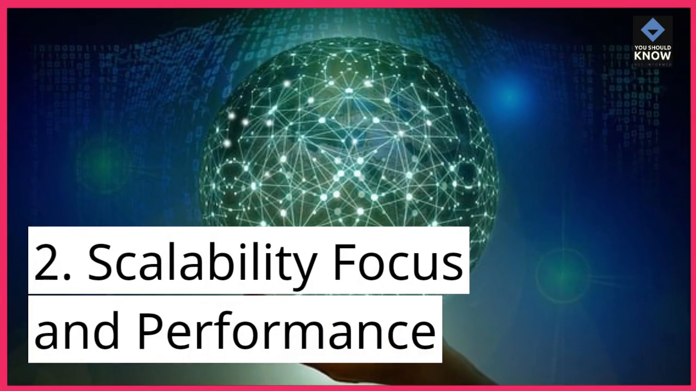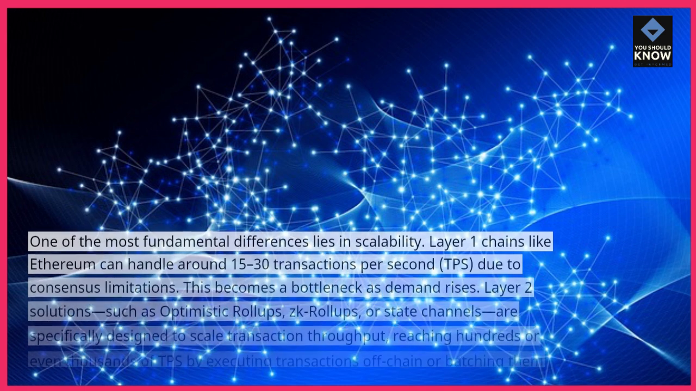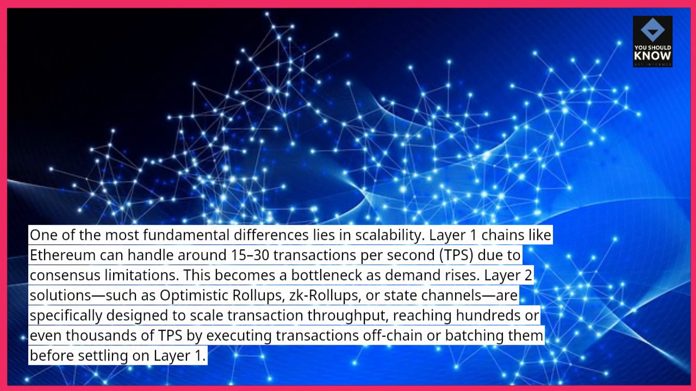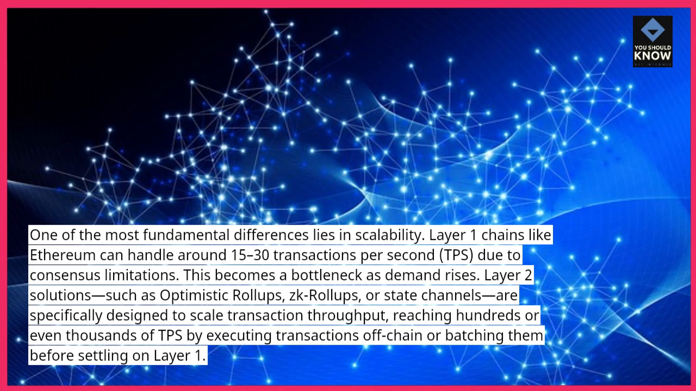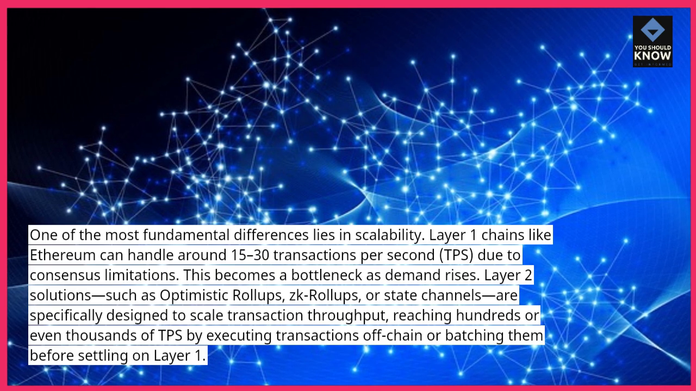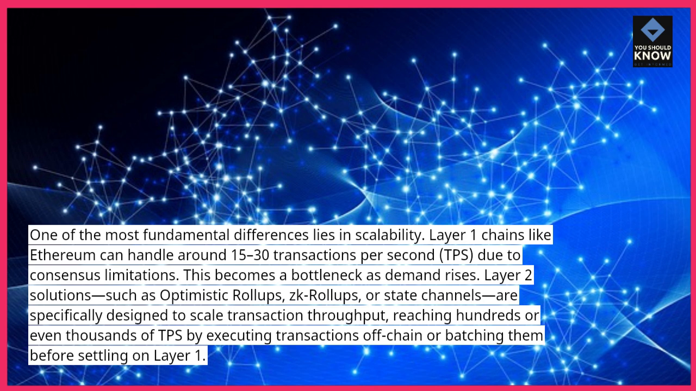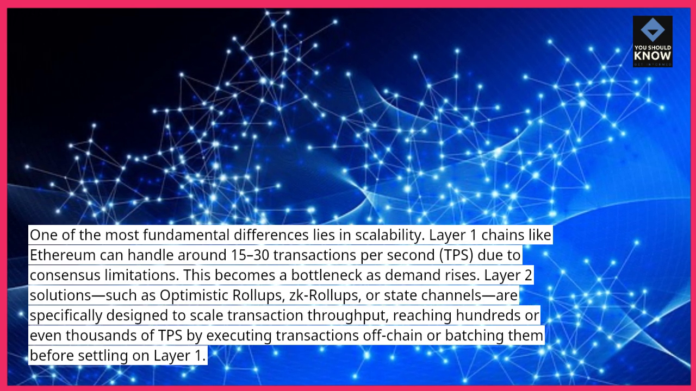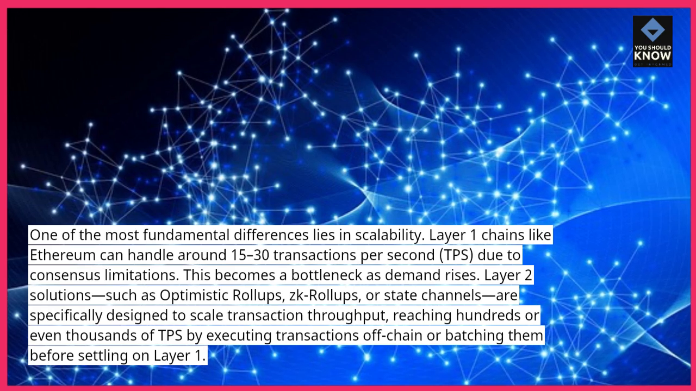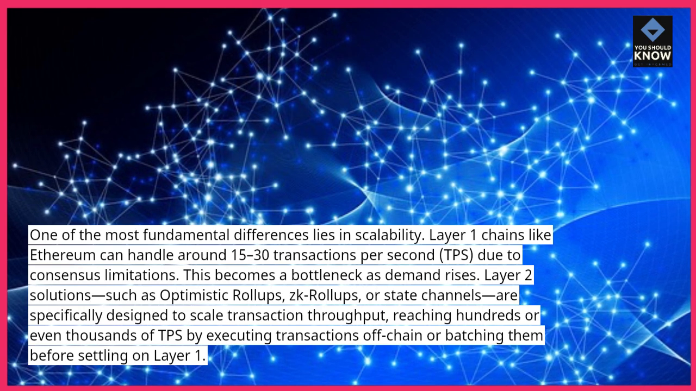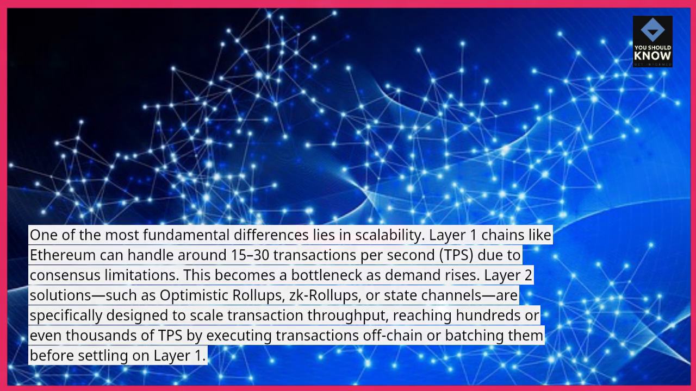2. Scalability, focus, and performance. One of the most fundamental differences lies in scalability. A Layer 1 chain like Ethereum can handle around 15 to 30 transactions per second, TPS, due to consensus limitations. This becomes a bottleneck as demand rises. Layer 2 solutions, such as optimistic rollups, ZK rollups, or state channels, are specifically designed to scale transaction throughput, reaching hundreds or even thousands of TPS by executing transactions off-chain or batching them before settling on Layer 1.